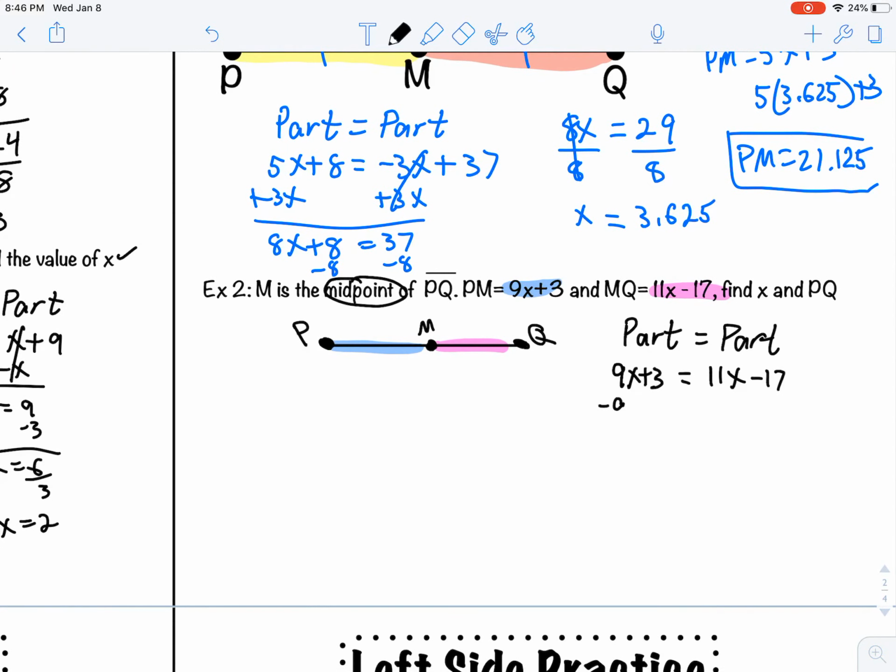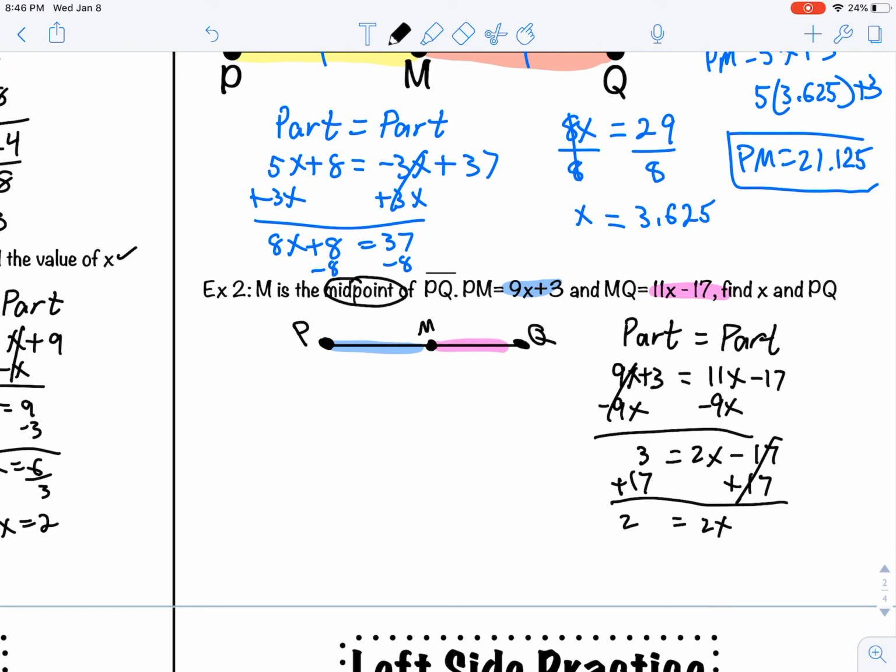Okay, first thing I'm going to do, I'm going to minus 9x on both sides. And I get 2x minus 17. Next, I'm going to add 17 to both sides. Those cancel out. I have 2x left over on the right. Three plus 17 is 20. Divide by 2 on both sides. X equals 10. Alright, you did part of it, but I need to finish it off.